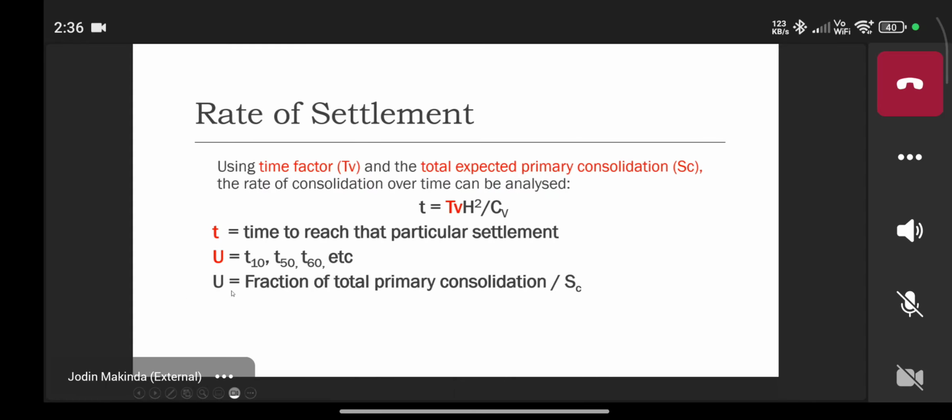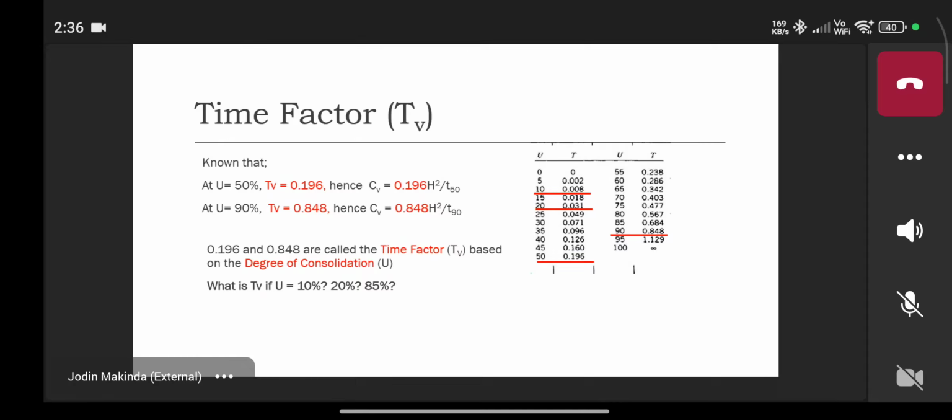So you look into the fraction of the primary consolidation U here. U refers to the percentage of settlement. Meaning that if the total settlement is 1 meter, and the settlement is 0.5 meter, it means U is equivalent to 50, half of the settlement. This is what you call fraction of the total primary consolidation.